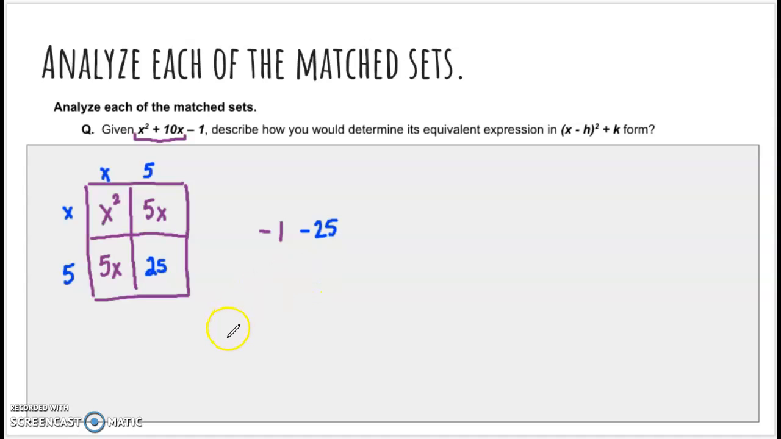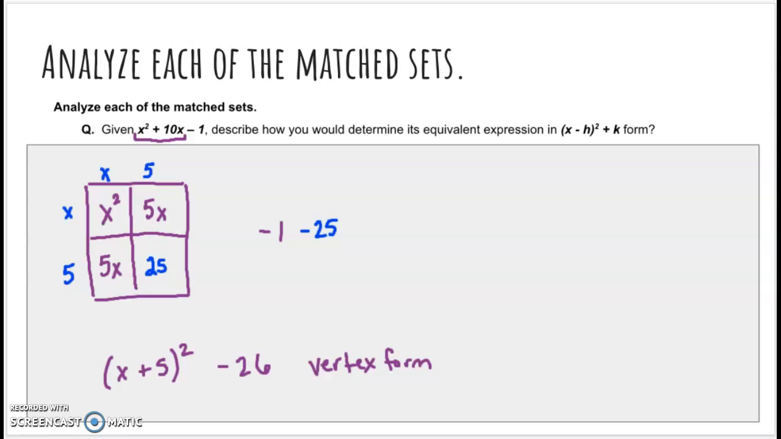So what does that mean? What that means is I've got the expression x plus 5 squared minus 26. I have now taken this x squared plus 10x minus 1 and converted it into vertex form. These two expressions are equivalent expressions. X squared plus 10x minus 1 is an equivalent expression to x plus 5 squared minus 26.